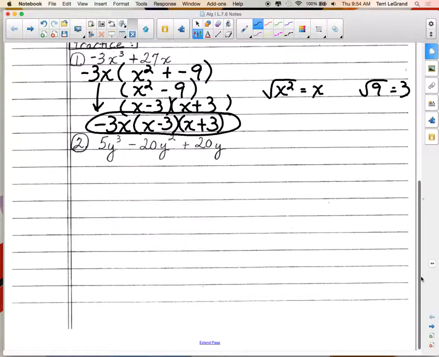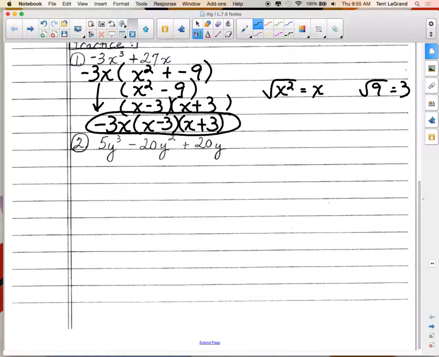Now, are there different ways that could look? Absolutely, but it still has to be able to multiply back to what we started with. Where did the 3's come from? They came from the square root of 9. Right here. Square root of 9 is 3. Any other questions before we try the next one?